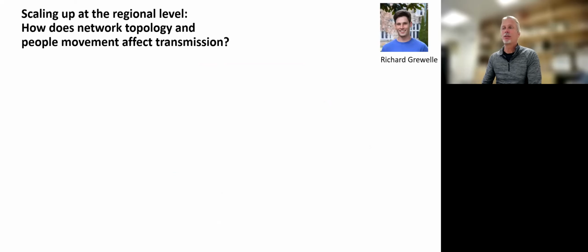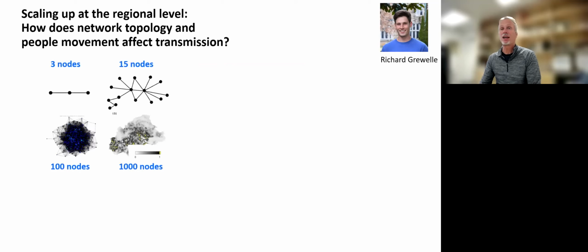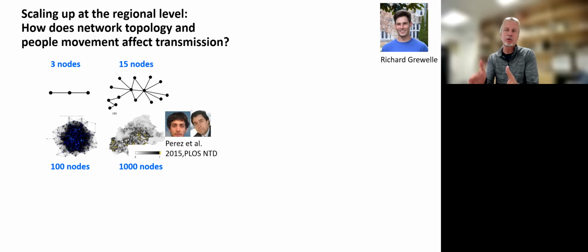So we kept building on this, and thanks to Richard De Leo, a graduate student who's about to defend his thesis, we now look at networks of different complexity. We showed the 3 nodes before, but we also look at 15 nodes, 100 nodes, or 1,000 nodes, which is the network, for instance, that Javier Perez and Andrea Rinaldo developed to look at schistosomiasis transmission in Burkina Faso.